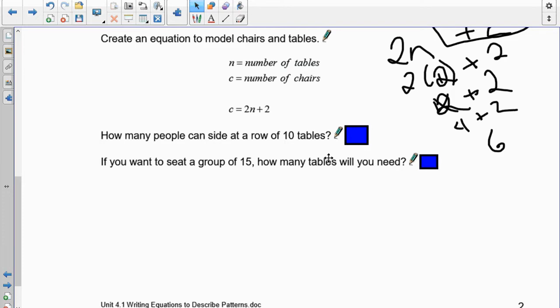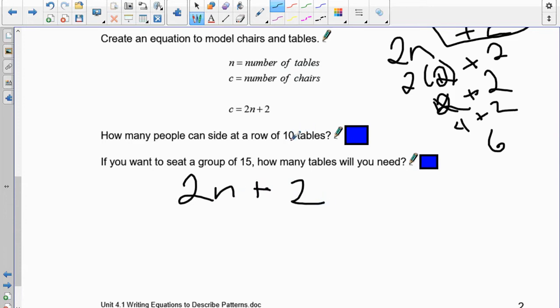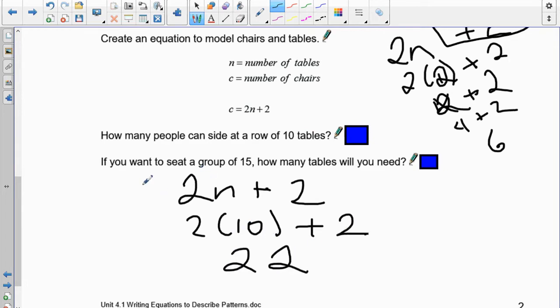Okay, well, for 10 tables, that's pretty straightforward, right? We know that we've got 2n plus 2, and we know that we have 10 tables. This is going to be 2 times 10 plus 2. So that makes 2 times 10 is 20, plus 2. That means we have 22. Now we know that the chairs, this is equal to how many chairs we want. So we can see that the number of chairs comes out to be 22.